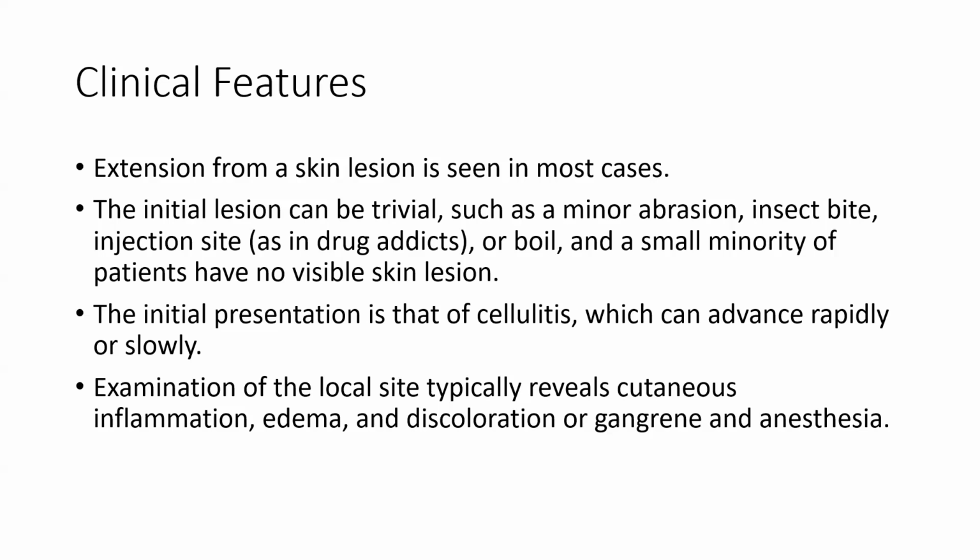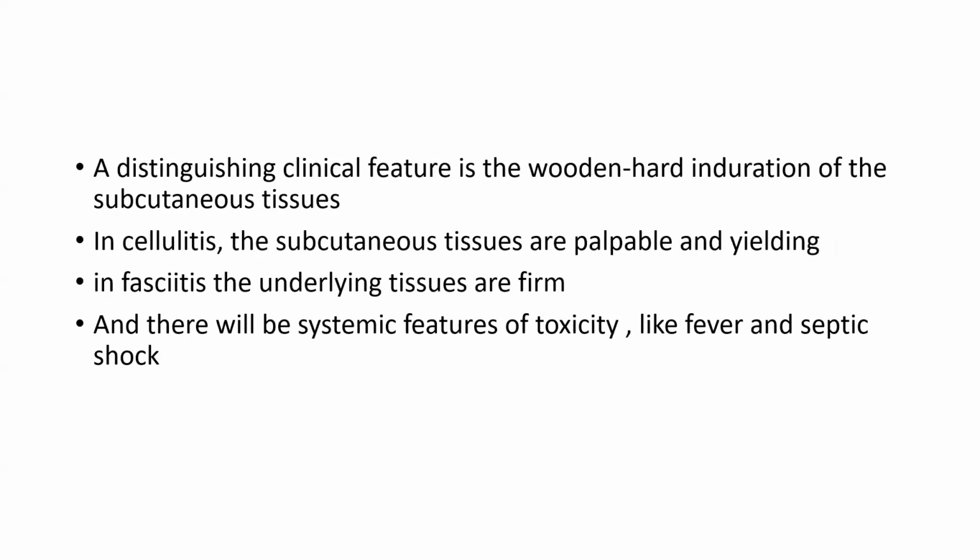Examination of the local site typically reveals cutaneous inflammation, edema, discoloration, gangrene, and anesthesia. A distinguishing clinical feature is the wooden hard induration of subcutaneous tissue. In cellulitis, subcutaneous tissues are palpable and yielding; in fasciitis the underlying tissues are firm, and there will be systemic features of toxicity like fever and septic shock.